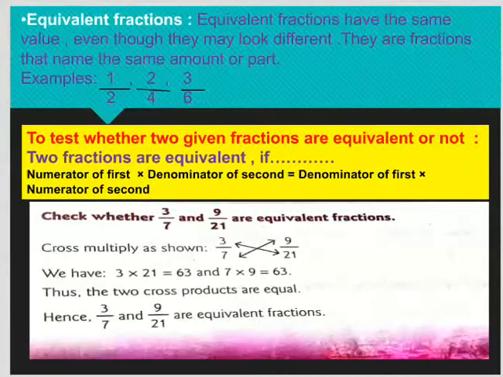So 3 is multiplied by 21 and 7 is multiplied by 9. Both products are 63, which means the cross products are equal. Then you can say that 3 by 7 and 9 by 21 are equivalent fractions. Clear? You just have to cross multiply: the numerator of the first fraction with the denominator of the second, and the denominator of the first fraction with the numerator of the second. If you get both products the same, then you can say these two fractions are equivalent fractions. I hope it is clear to everyone.